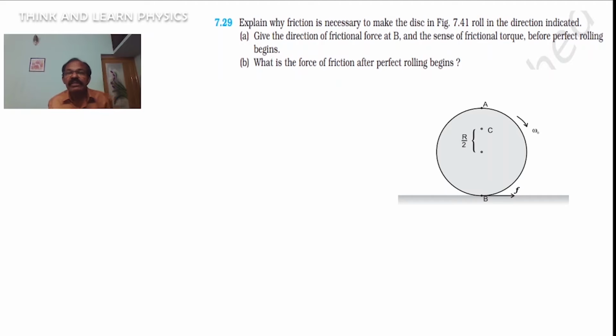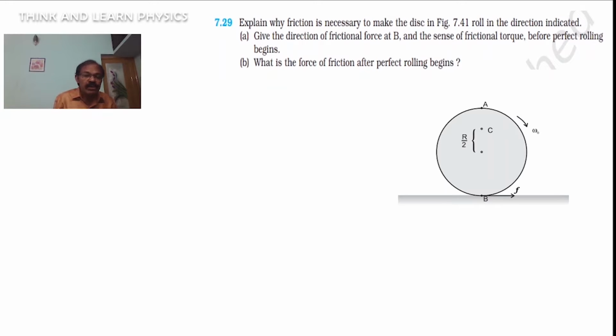Explain why friction is necessary to make the disk in figure 7 forward roll in the direction indicated. A. Give the direction of frictional force at B and the sense of frictional torque before perfect rolling begins. B. What is the force of friction after perfect rolling begins?